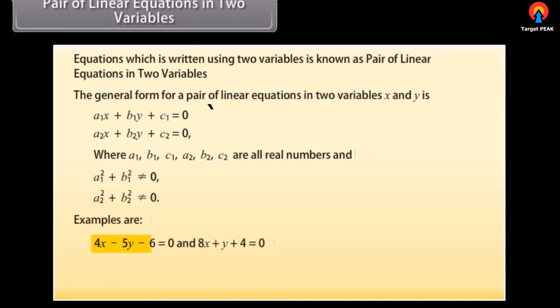Examples are 4x minus 5y minus 6 is equal to 0 and 8x plus y plus 4 is equal to 0. x plus y is equal to 12 and 7 is equal to y.